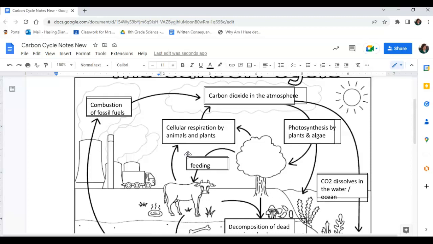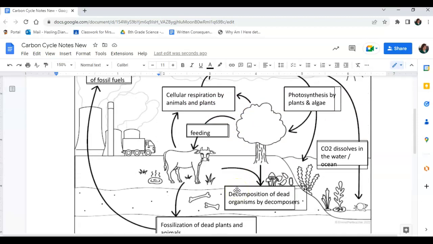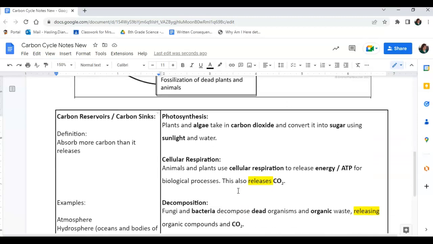So we're going to be using these notes today to power our activities for the rest of the week. So make sure that you understand these and you ask questions in class or send me a message if you need help.